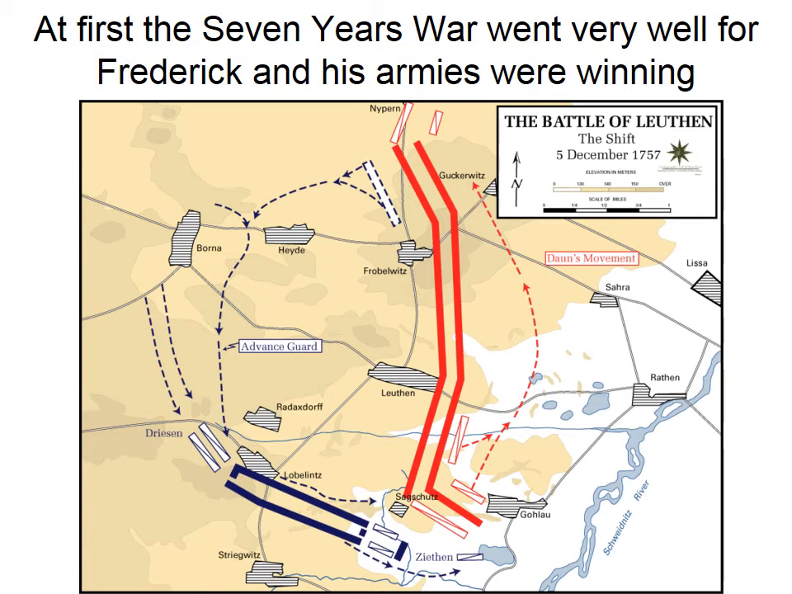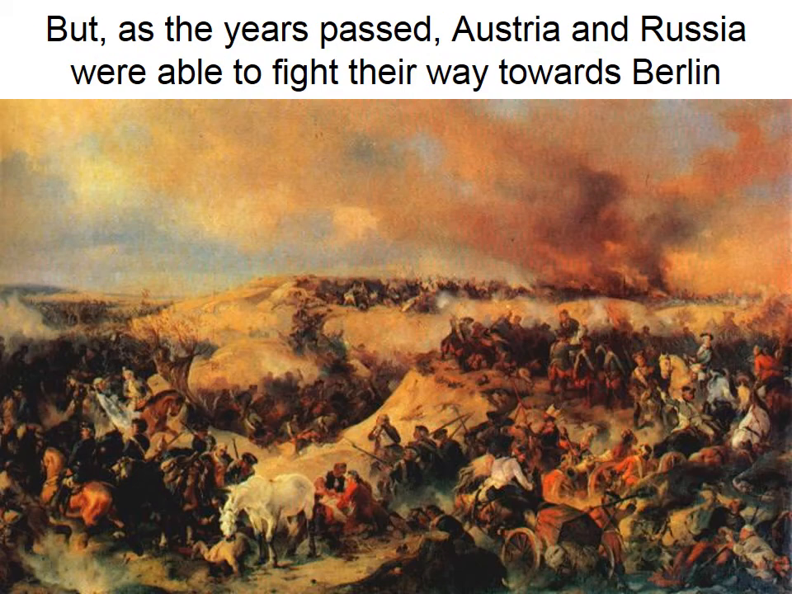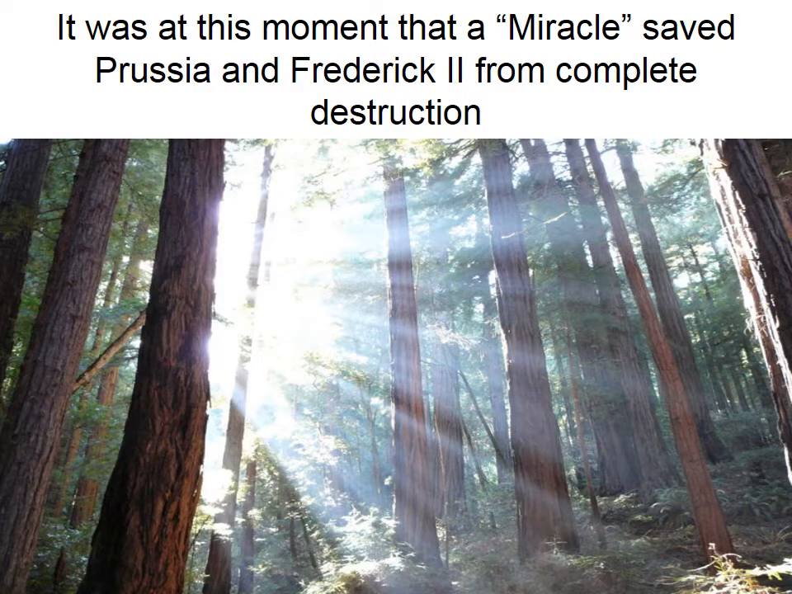At first, the 7 Years' War actually went really well for Frederick, and his armies, in fact, were winning for the most part. But as the years passed, Austria and Russia were able to fight their way towards Berlin, and it looked as though Frederick and his armies were going to be defeated. However, it was at this moment that an interesting miracle saved Prussia and Frederick II from complete destruction. Now, what I'm doing right now is whetting your appetite. I'm not going to tell you what that miracle was, but we will learn about it when we discuss Russia. But if you want to do some research, look up the miracle of Brandenburg, and you might find some interesting details.